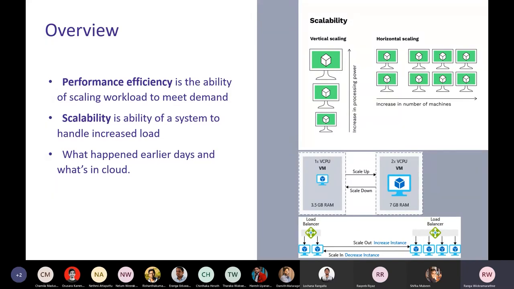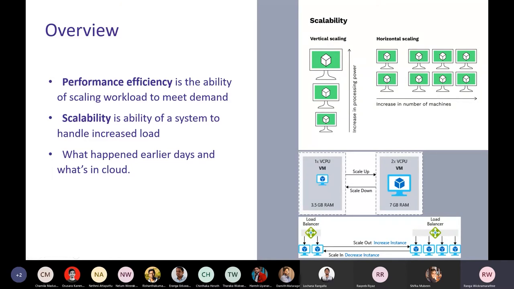Most of the time, whatever applications we develop might not be scalable as we think, because of, I wouldn't say poor design patterns, but because of the decisions that we made based on certain things. So it happens. Let me explain a few jargon terms in the performance efficiency world.